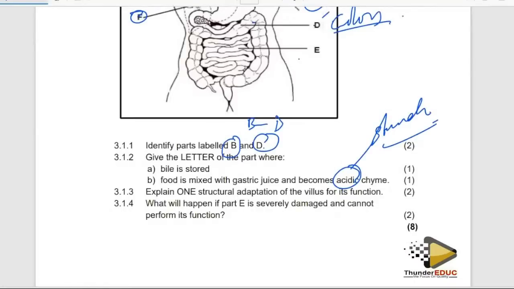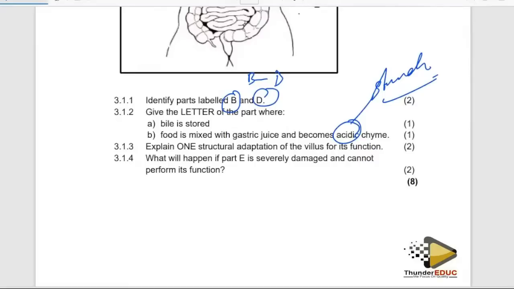Then they are saying, explain one structural adaptation of the villus. When you say structure, it is what you see, and the function. When you say adaptation, it means that you talk about the structure and the function. So it has a lot of adaptations: goblet cells, epithelium with mitochondria. You can talk about being richly supplied with capillaries. You can talk about the lacteal, absorbing what? When you talk about goblet cells, what are they for? When you talk about microvilli or villi, they further increase the surface area. The lacteal is for transportation of fats. Yeah, so just a lot, like five of them.